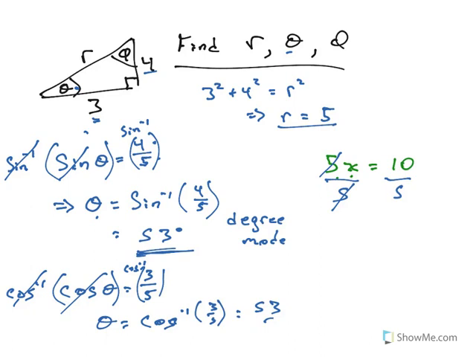Finally, the third way you could have done it was using the tangent, the TOA part. So tangent theta is opposite, which is 4, over adjacent, which is 3. And likewise, theta is inverse tangent of 4 over 3. So you have 3 options. You could use any of them. Personally, I would have used tangent.